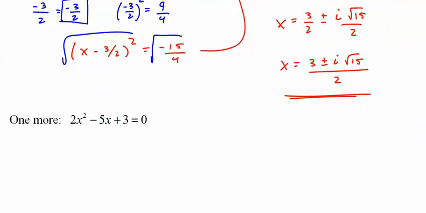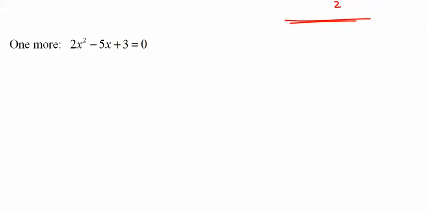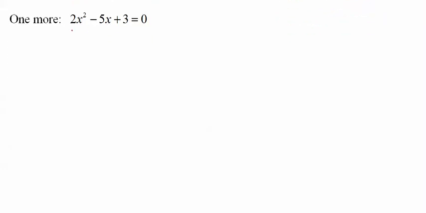One last one. This has got the potential to get very ugly because we have a 2 out front. But that's no big deal. Just divide everything by 2. Be careful. There's going to be a point in the very near future where we have to factor that. But here we can just divide. It's not a problem.